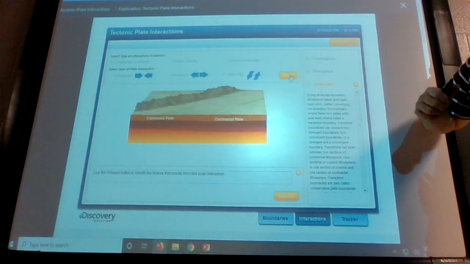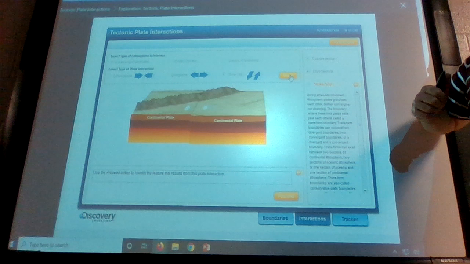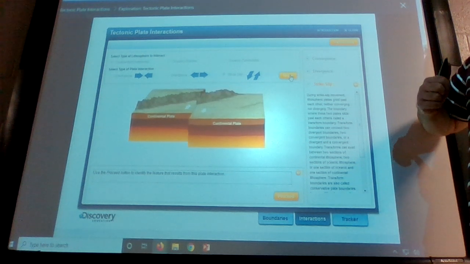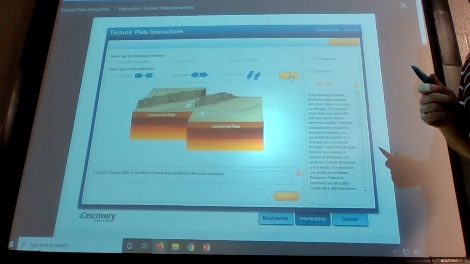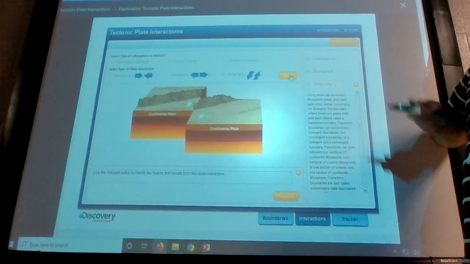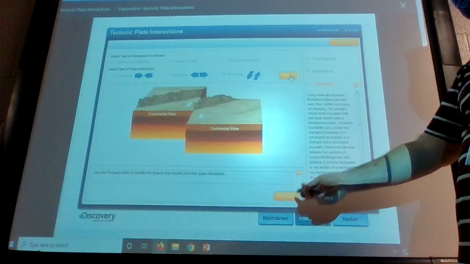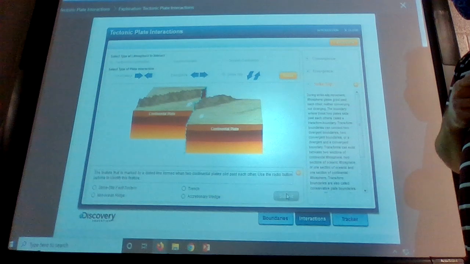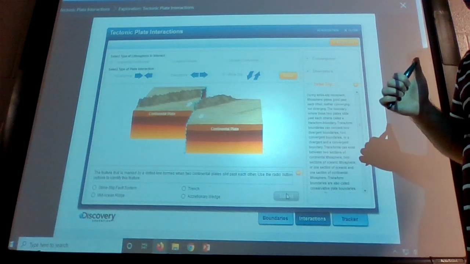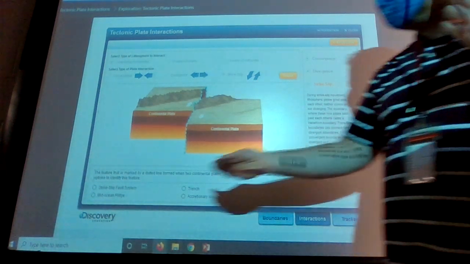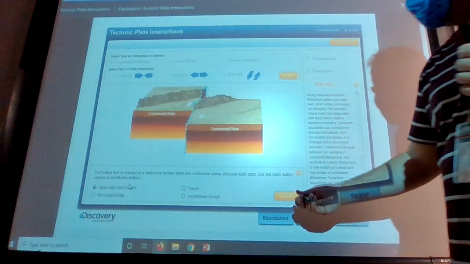Continental strike slip, similar to the San Andreas Fault in California. So they're just going to slide right next to each other. Notice there's nothing going up, nothing going down, no volcanoes or anything, just earthquakes. So the feature there is going to be a fault line. So strike slip fault system should be the correct one there.